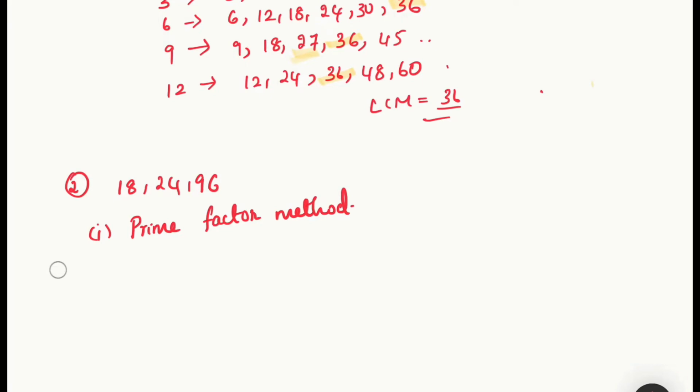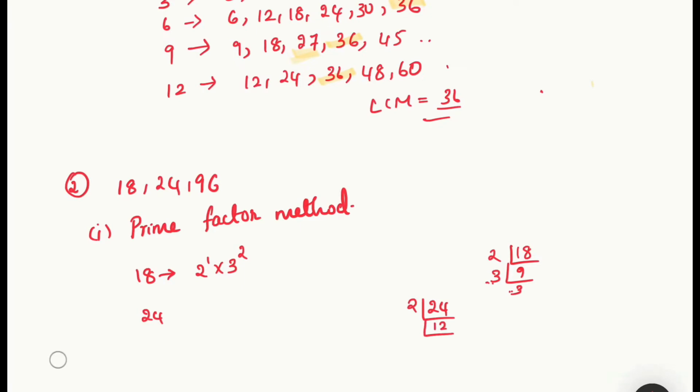So how do we start with the prime factor method? In order to find the LCM, we have to take the numbers separately. 18 I can write as 2, 9, 3, 3. So I have 2 to the power of 1 into 3 to the power of 2. Two 3's are there, so 3 to the power of 2. Now coming to 24, separately taking 2, 12, 2, 6, 2, 3, 3. So I'll get 2 to the power of 3 into 3 to the power of 1.